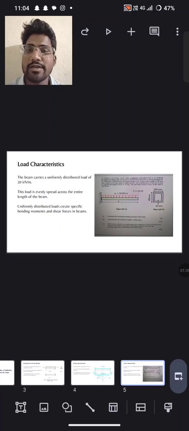Load characteristics. The beam carries a uniformly distributed load of 20 kilonewtons per meter. This load is evenly spread across the entire length of the beam. Uniformly distributed load creates specific bending moments and shear forces.